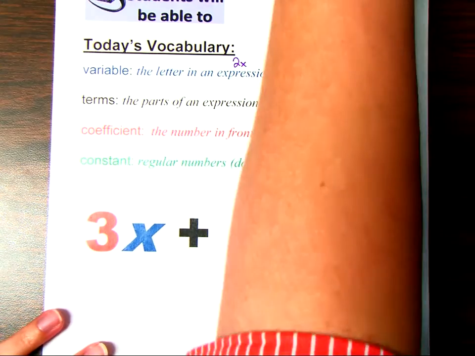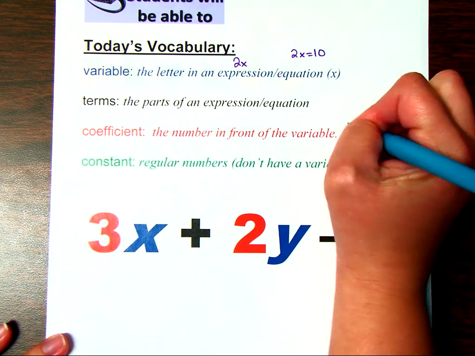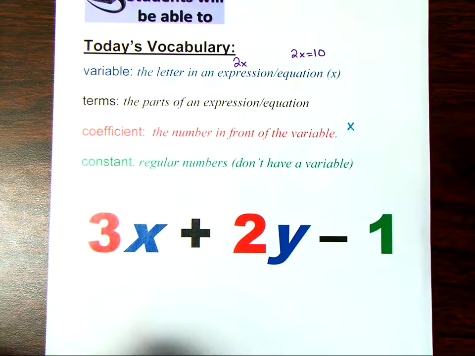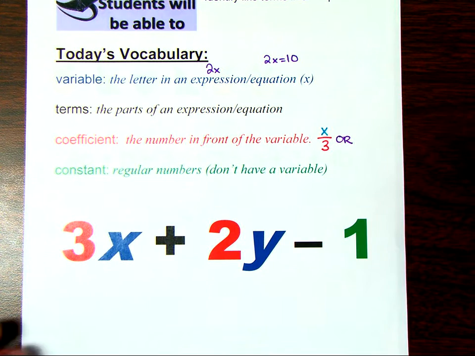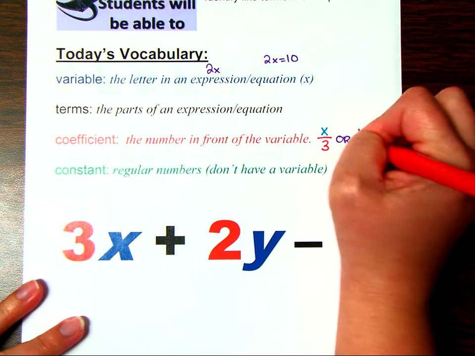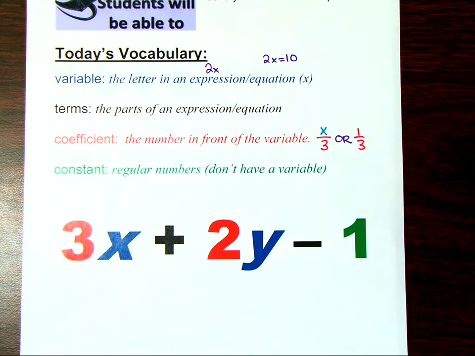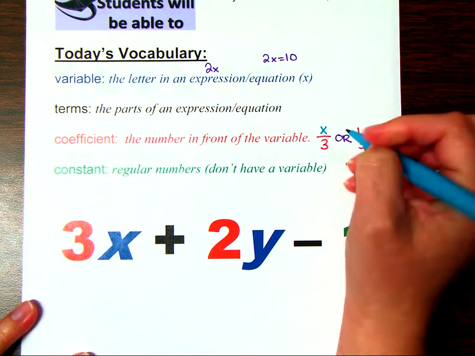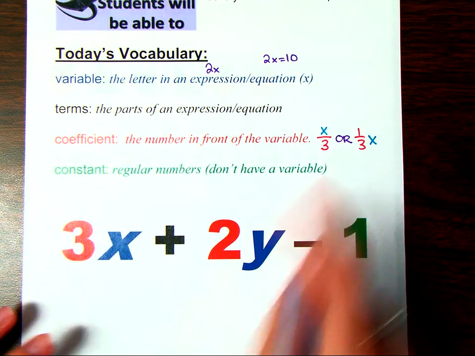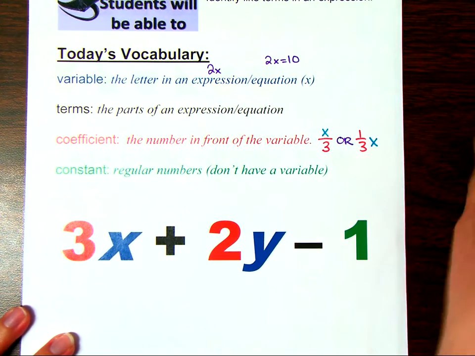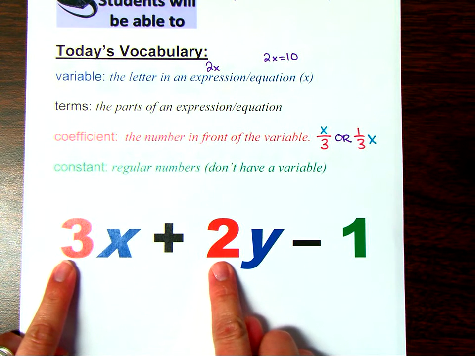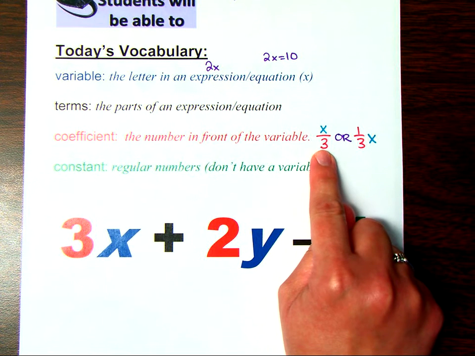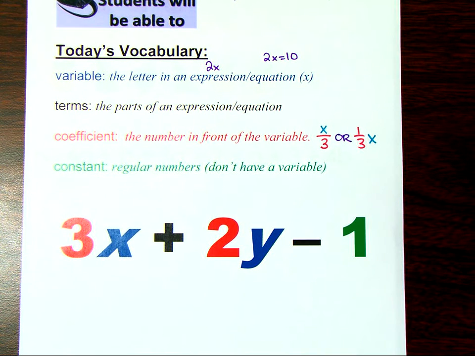However, we could also have an example like this. If I said x was my variable, and I said divided by 3, the 3 is still technically the coefficient, because when we divide by 3, that's the same thing as multiplying by 1/3. So x divided by 3 is the same thing as saying 1/3 times x. So just something to think about. A lot of times you're going to see that coefficient in front of the variable, but if you're dividing, that's going to be the coefficient. It's the number working with that variable, with that letter.